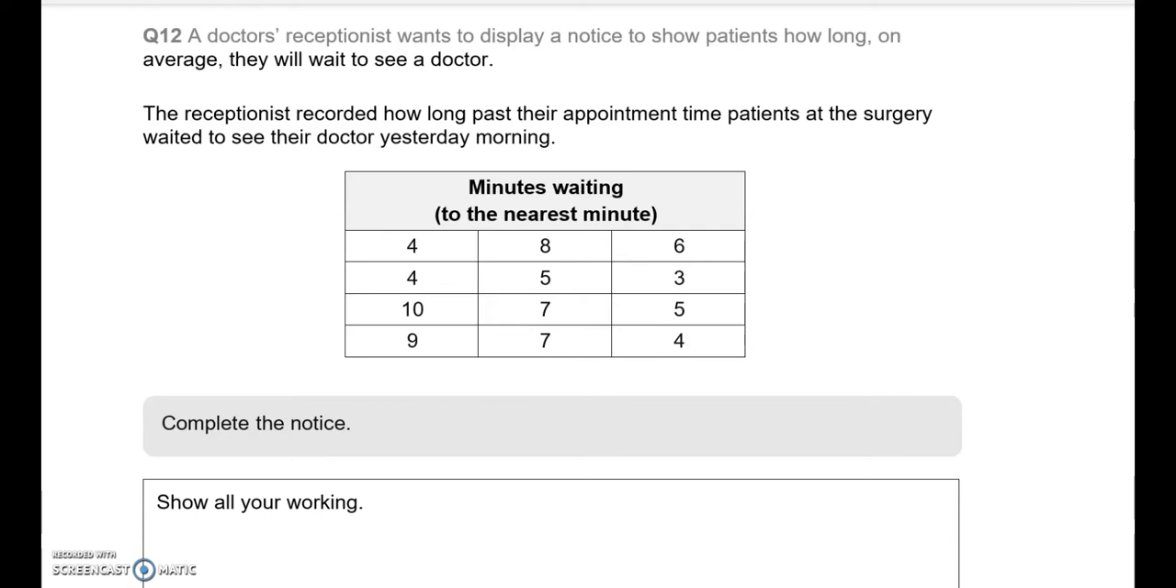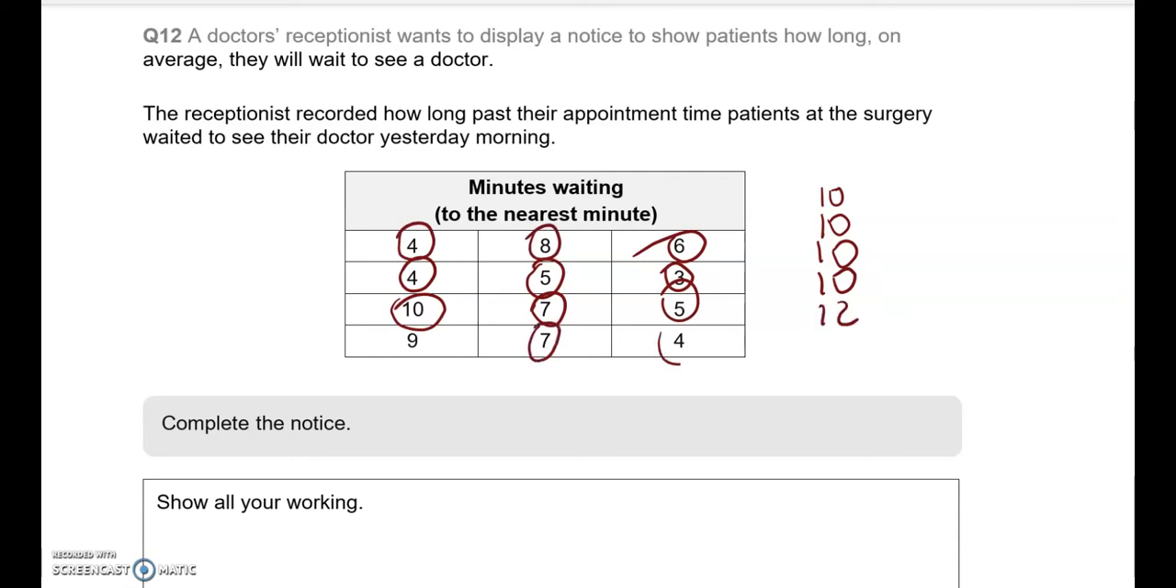We'll work out the mean. Let's add them all together, then divide them by how many there are. So there is 10 and 10. You could use a calculator if you want as well. And 10 and 10. 4 and 8 is 12. 7 and 4 is 11. And then we have 9 here.